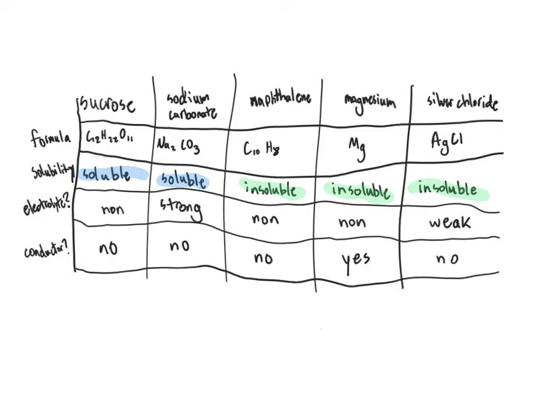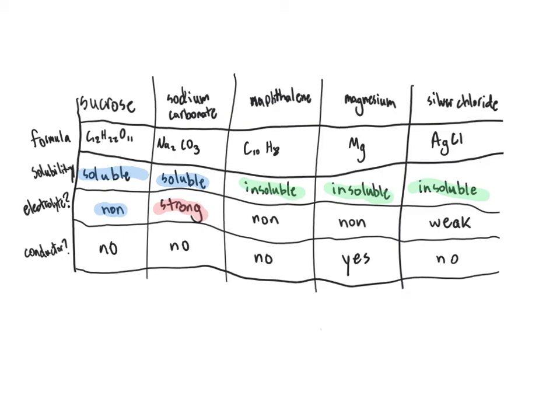In the next row, we have, is it an electrolyte? In the two soluble ones, the blue highlighter is the non-electrolyte, and the red is the strong. This means that if it is soluble and a non-electrolyte, then it is sucrose, but if it's soluble and a strong electrolyte, then it's sodium carbonate.